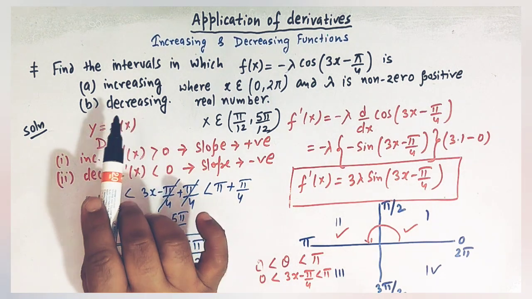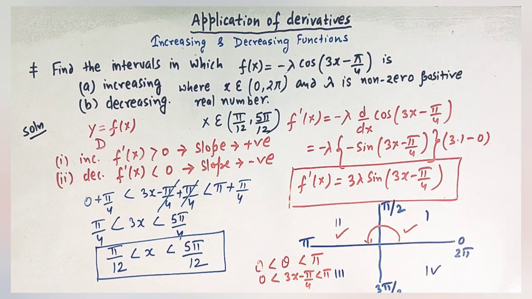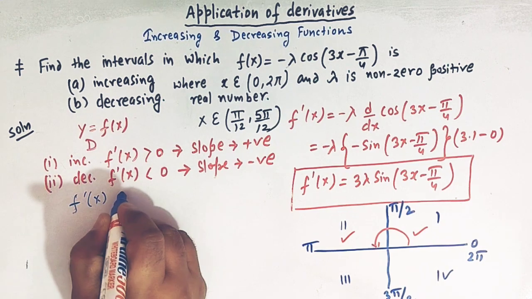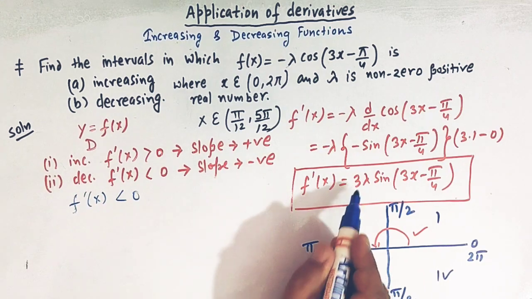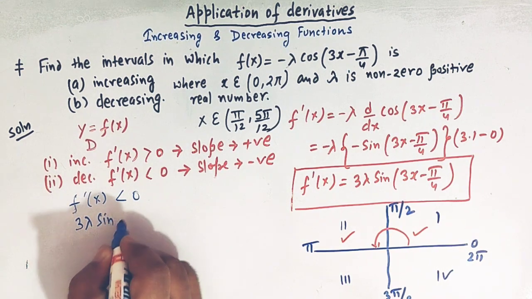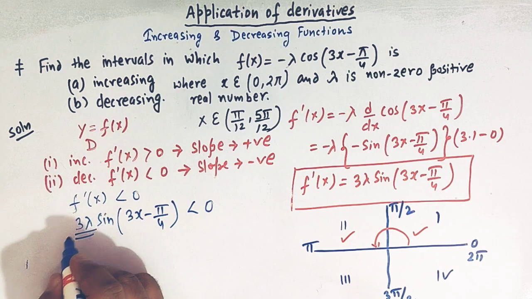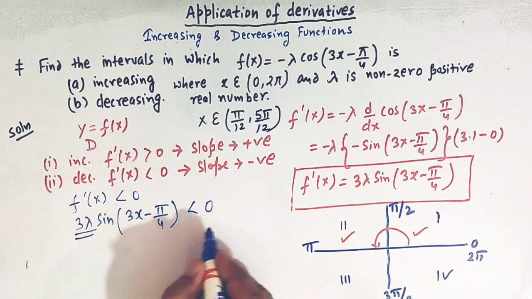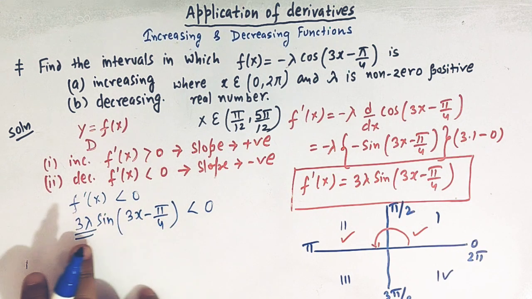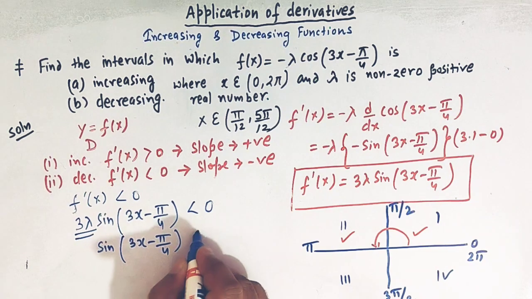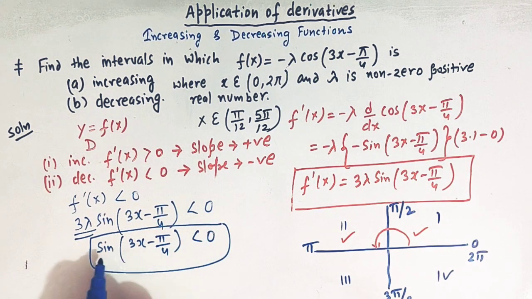Now let us find out the intervals in which this function f of x is decreasing. For a decreasing function, f prime of x must be less than 0. And f prime of x is 3 lambda times sine of 3x minus pi by 4, that is less than 0. Again 3 lambda is a non-zero constant, and it is positive. So we can divide both sides by 3 lambda to get rid of it. So we have now sine of 3x minus pi by 4 is less than 0. And we have assumed that theta is equal to 3x minus pi by 4. So now we have sine theta less than 0.